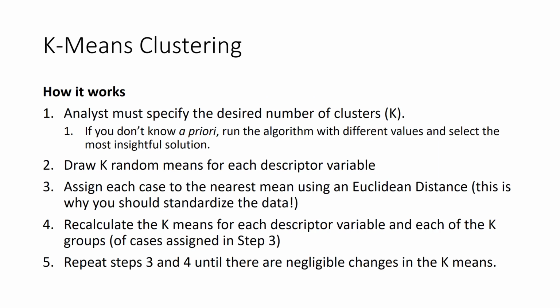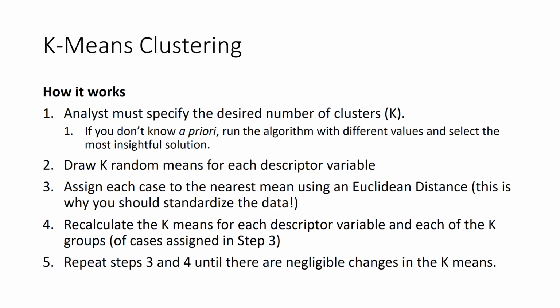So here's how it works, and it's incredibly simple. First of all, you have to specify how many clusters you want. In other words, you have to predefine k, the number of clusters, or the number of means. Usually you don't know that a priori. If that's the case, you just run the algorithm with different values of k. Run it with two clusters, three clusters, four clusters, and so on, and pick the solution that you find most useful, most insightful to you.